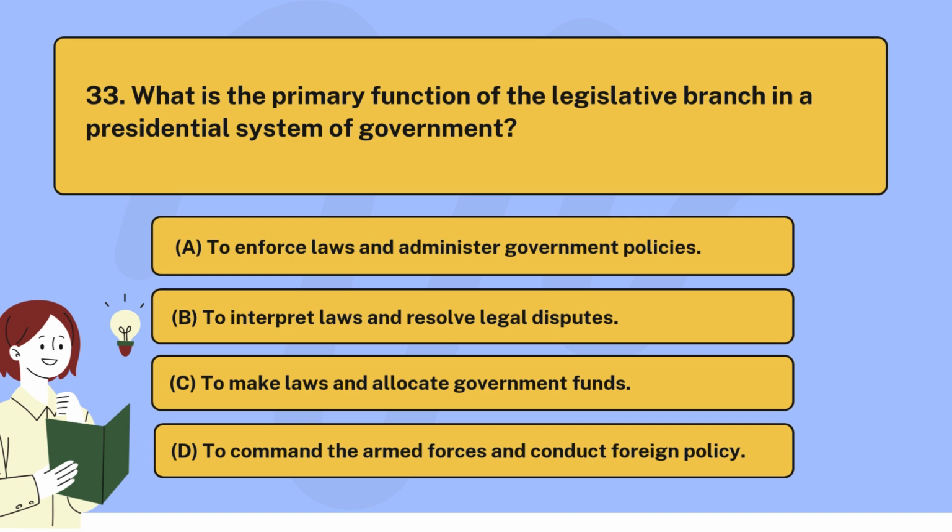Question 33. What is the primary function of the legislative branch in a presidential system of government? A. To enforce laws and administer government policies. B. To interpret laws and resolve legal disputes. C. To make laws and allocate government funds. D. To command the armed forces and conduct foreign policy.